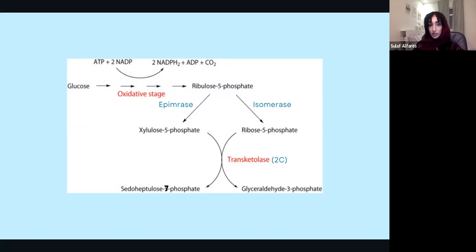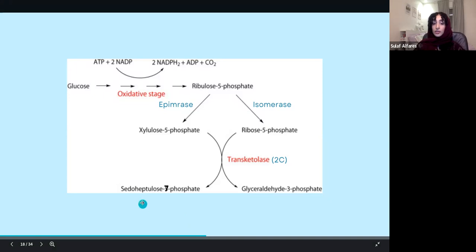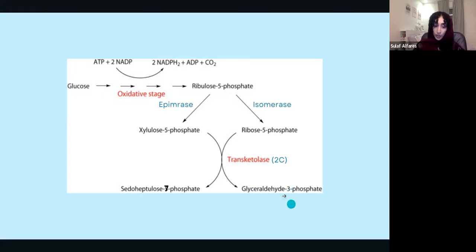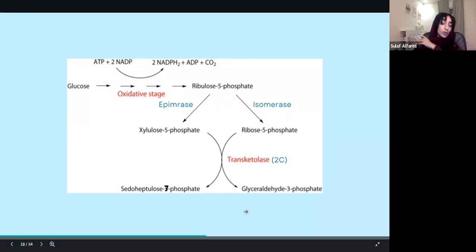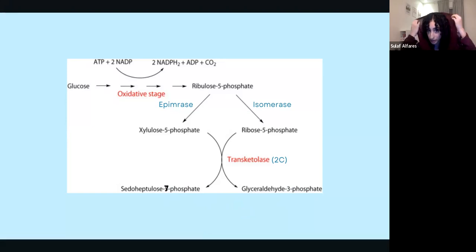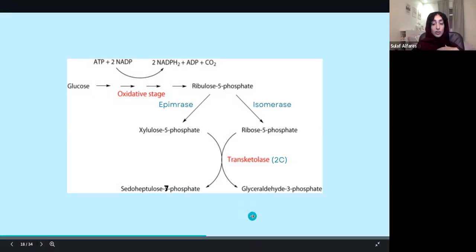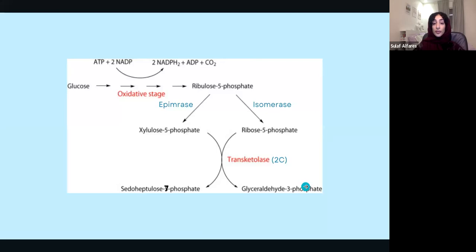After shuffling those carbons, we get 2 things: sedoheptulose 7-phosphate and glyceraldehyde 3-phosphate, where one has 7 carbons and the other has 3 carbons. I don't think you actually need to remember any of these products. The most important thing to remember is transketolase and the fact that it shuffles 2 carbons. And the most important thing about transketolase is that it requires a very important cofactor, which is thiamine.